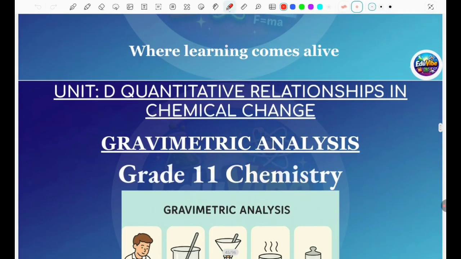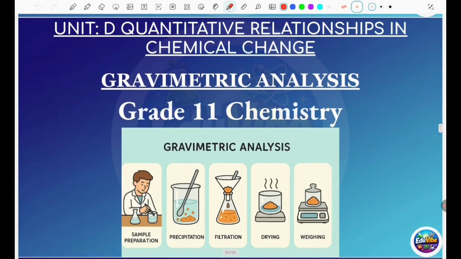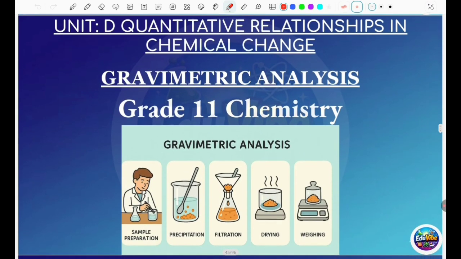In today's lesson, we are starting with the next topic of Unit D, grade 11 chemistry. This is the last unit, and today's topic is gravimetric analysis. In the previous lessons, we completed stoichiometry. Now we're doing gravimetric analysis and titration. These are the end topics of this unit, and then we will have finally completed grade 11 chemistry.